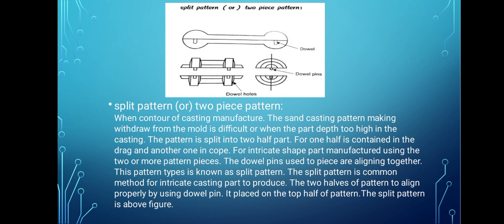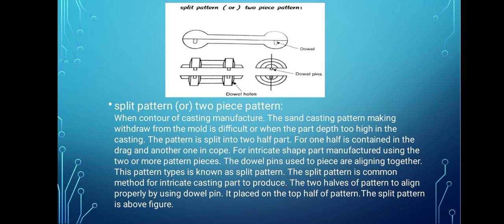Split patterns or two-piece patterns. When the contour of the casting makes withdrawing the pattern from the mold difficult, or when the part depth is too high for casting, the pattern is split into two half parts. One part is contained in the drag and another in the cope.